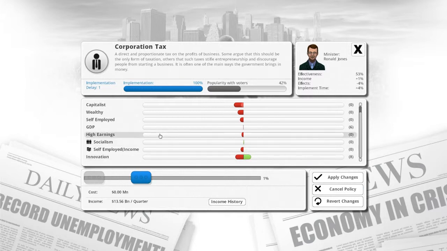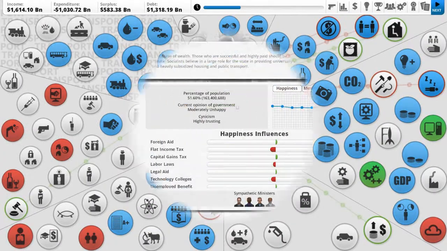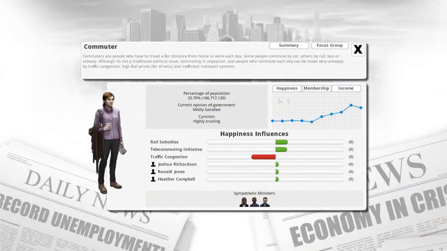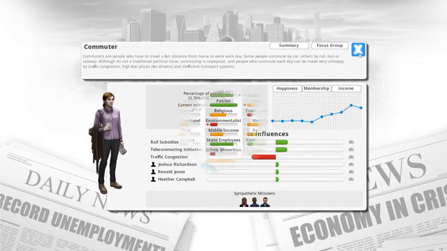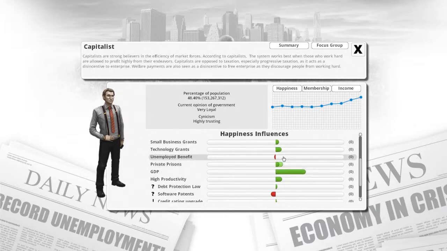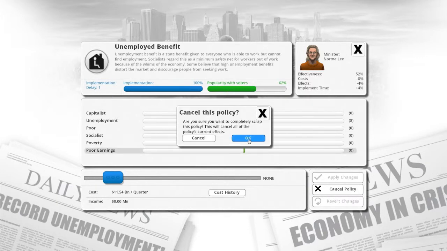So I'm just going to cancel it to increase high earnings, GDP, yeah, self-employed, wealthy, capitalist. Socialists will hate me, I don't care though. I don't care about socialists. We're not a socialist country. See, commuters don't like me for some reason. Well, they're mildly satisfied. See, capitalists, very loyal and highly trusting. Private prisons, there you go. Unemployed benefit, I think. Oh yeah, I didn't cancel that yet. Let's cancel that.